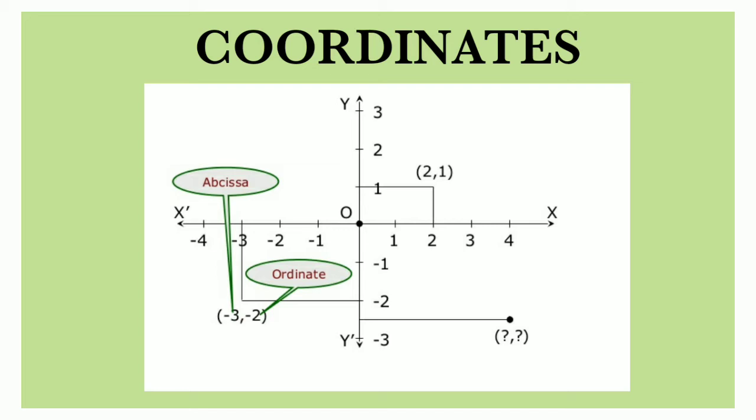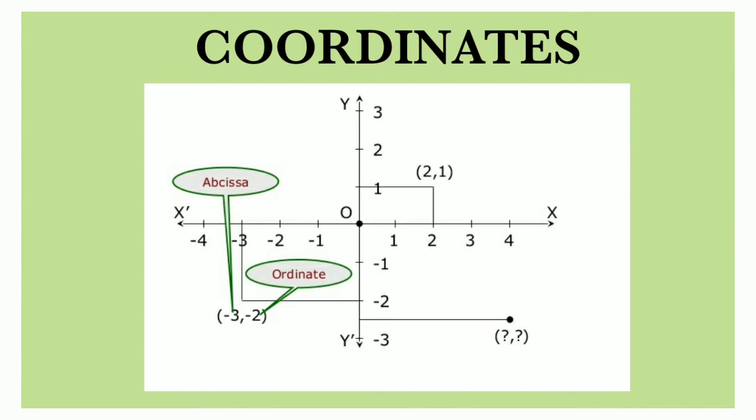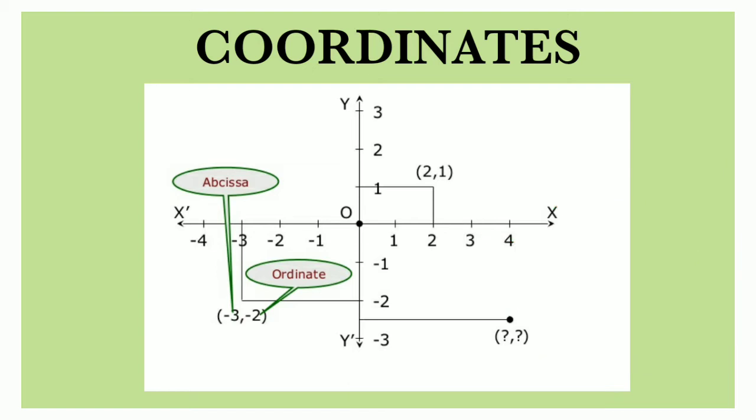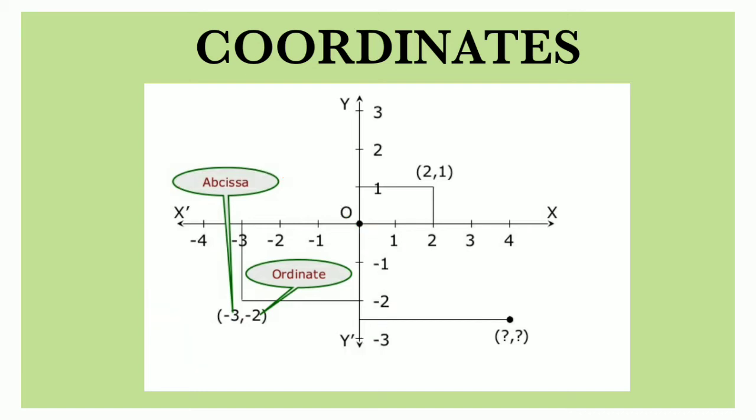So we can say the first number is x and the second number is y, so the ordered pair is (x, y). In the ordered pair, the first number is known as the x coordinate and the second number is known as the y coordinate. Another name for the x coordinate is abscissa and another name for the y coordinate is ordinate. Abscissa and ordinate. So this ordered pair is known as the coordinates.